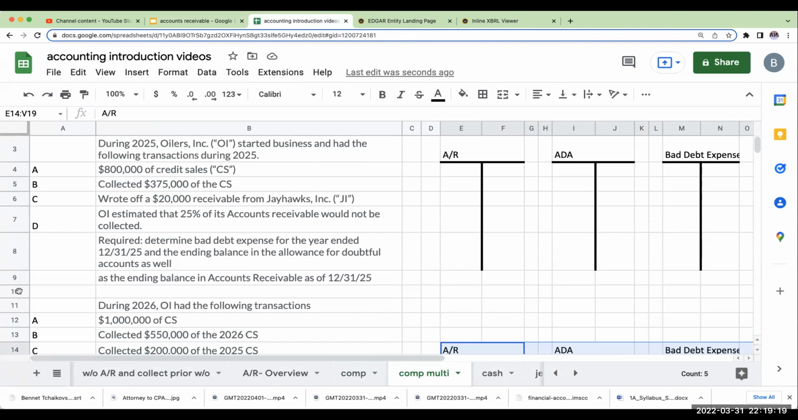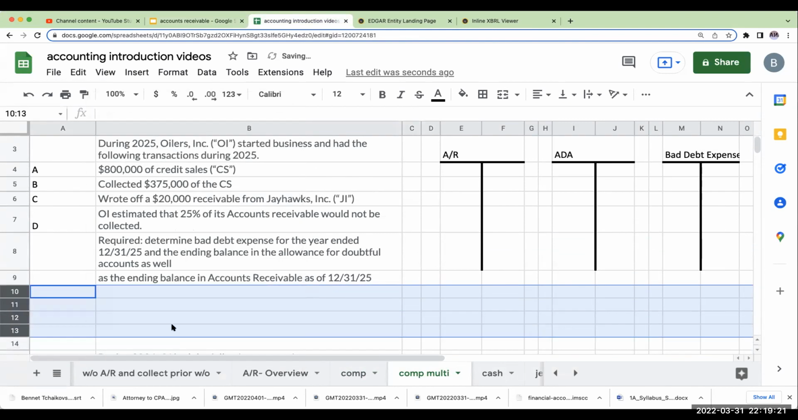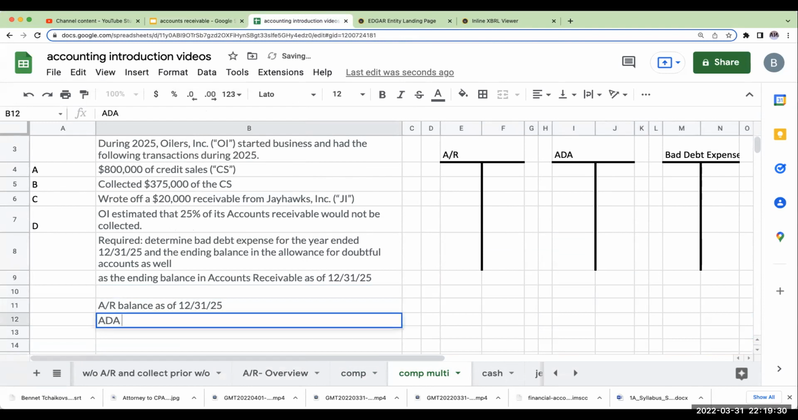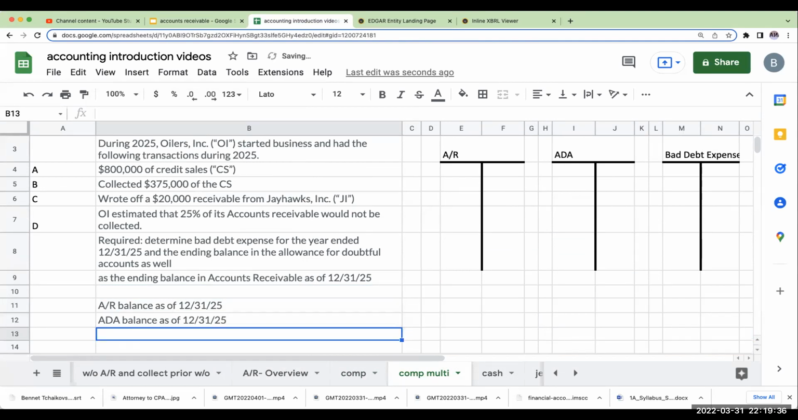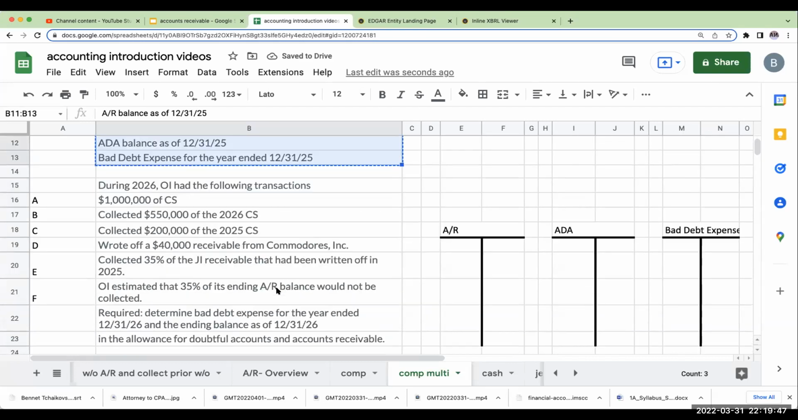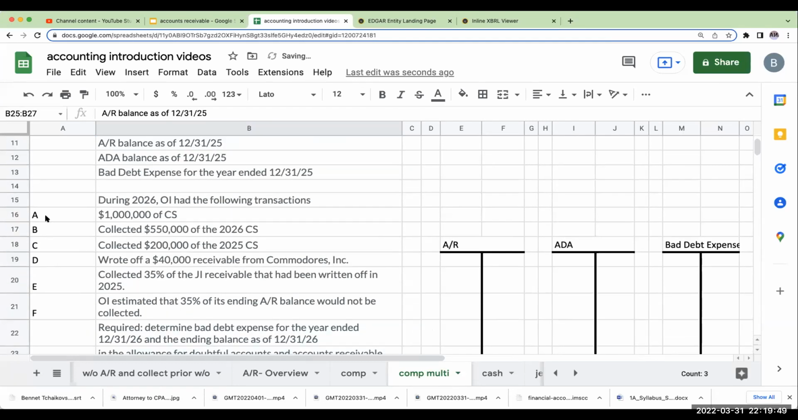Rather, I'm going to ask them generally for 3 things. What is the AR balance as of 12/31/25? What is the allowance for doubtful accounts balance as of 12/31/25? And then what was the amount of the bad debt expense for the year ended 12/31/25? So this is how I go through and ask these various questions.